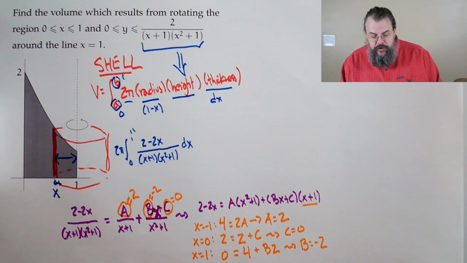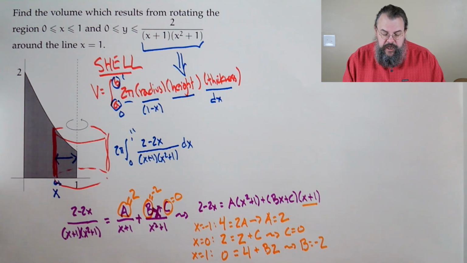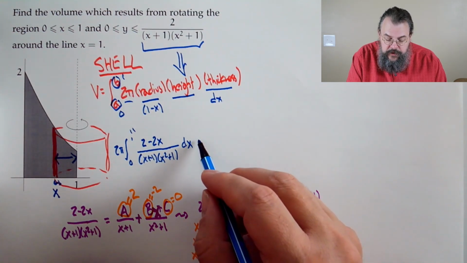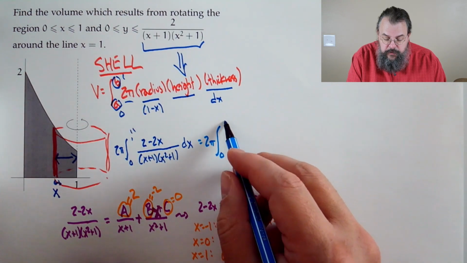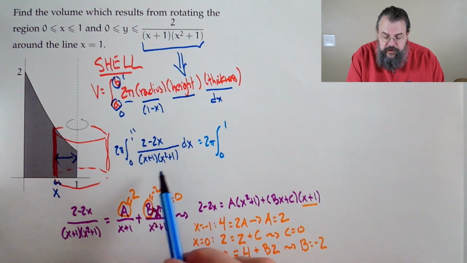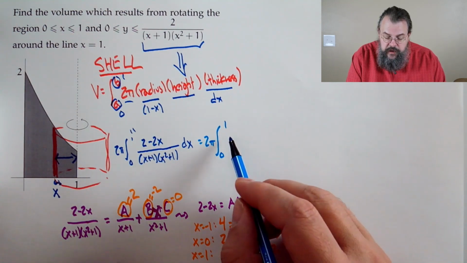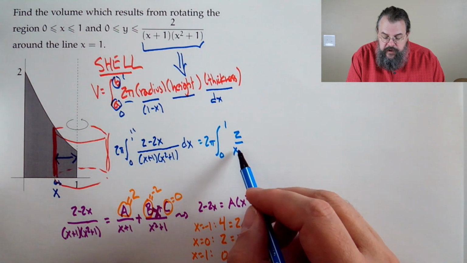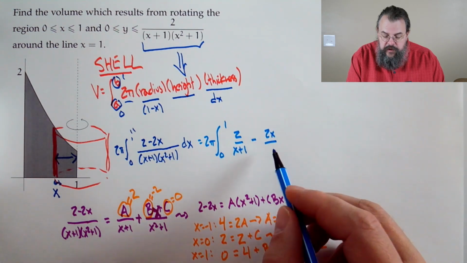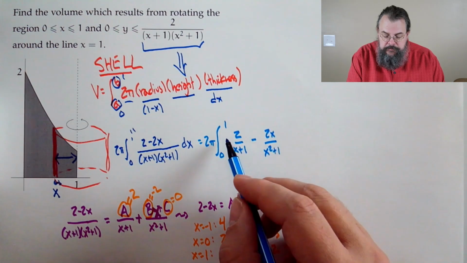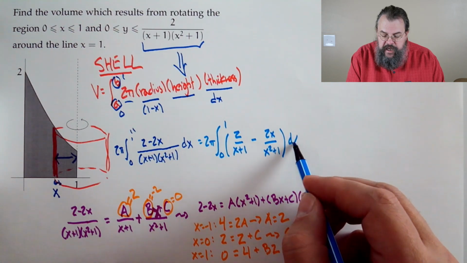Okay, so we're ready to go back and update. So we have our 2 pi still out in front, integral 0 to 1. And this integral becomes 2 over x plus 1, then minus 2x over x squared plus 1 dx.